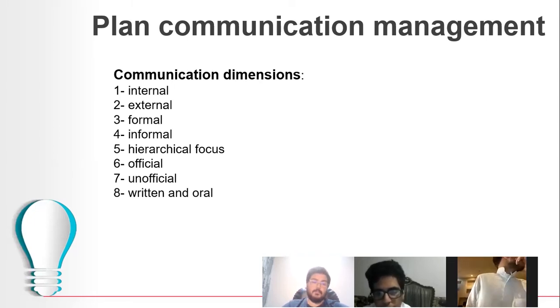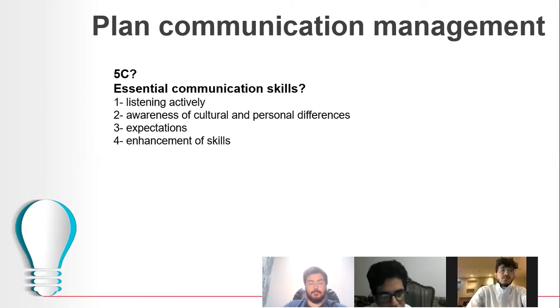Then we have the official, which is annual reports to regulators or government bodies. Unofficial communications focus on establishing and maintaining the profile and recognition of the project, and building stronger relations between the project team and its stakeholders using flexible and often informal means. Finally, we have written and oral: verbal words or voice inflections, and non-verbal body language and actions, social media and website media releases. Next, we have the 5 C's.